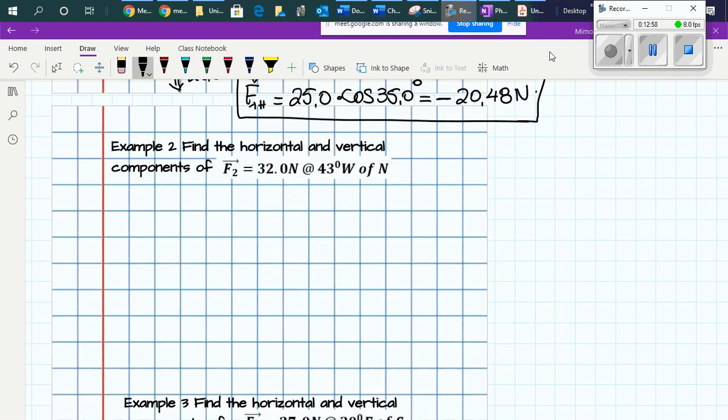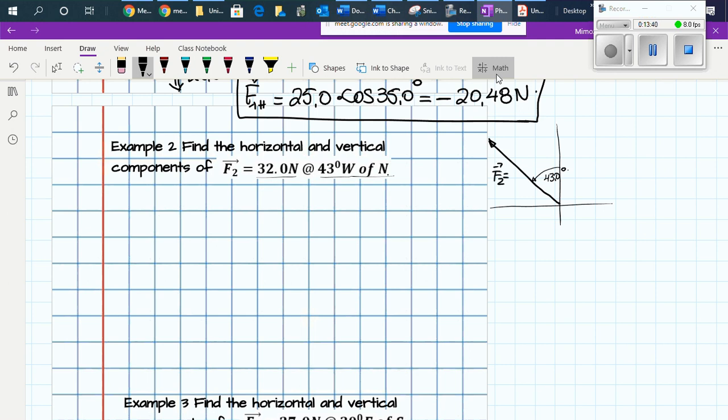This example is asking again to find the horizontal and vertical component when we have 32 newtons at 43 degrees west of north in this case. So I will draw the vector here. We are dealing with a vector that is between north and west. And now it is starting from north. It is going at 43 degrees. This is 43 degrees. And it has a magnitude of 32.